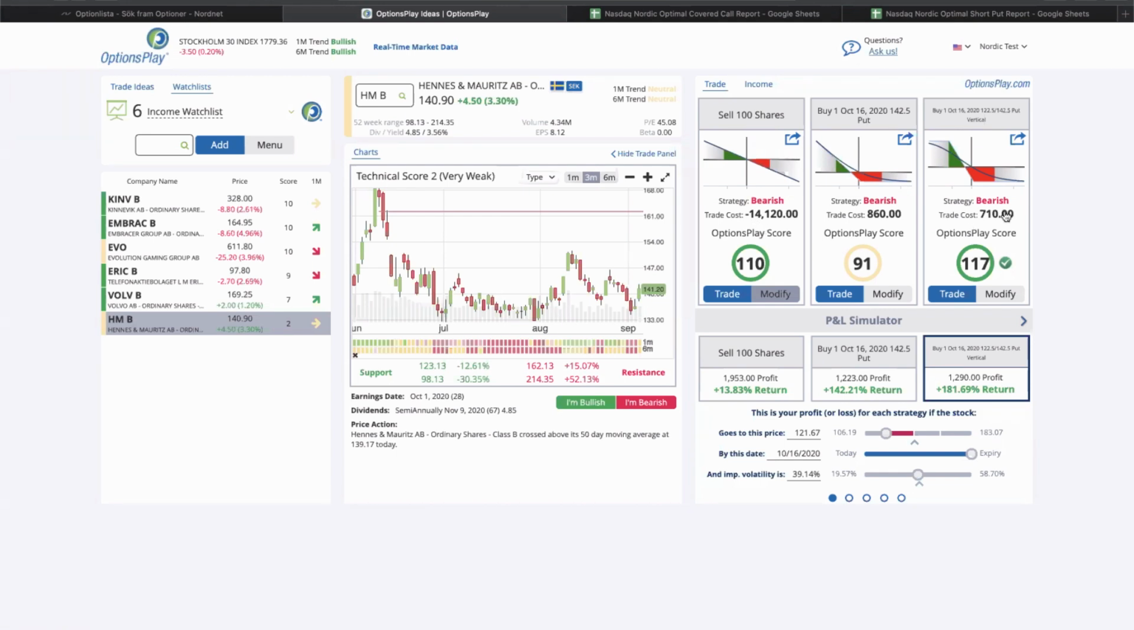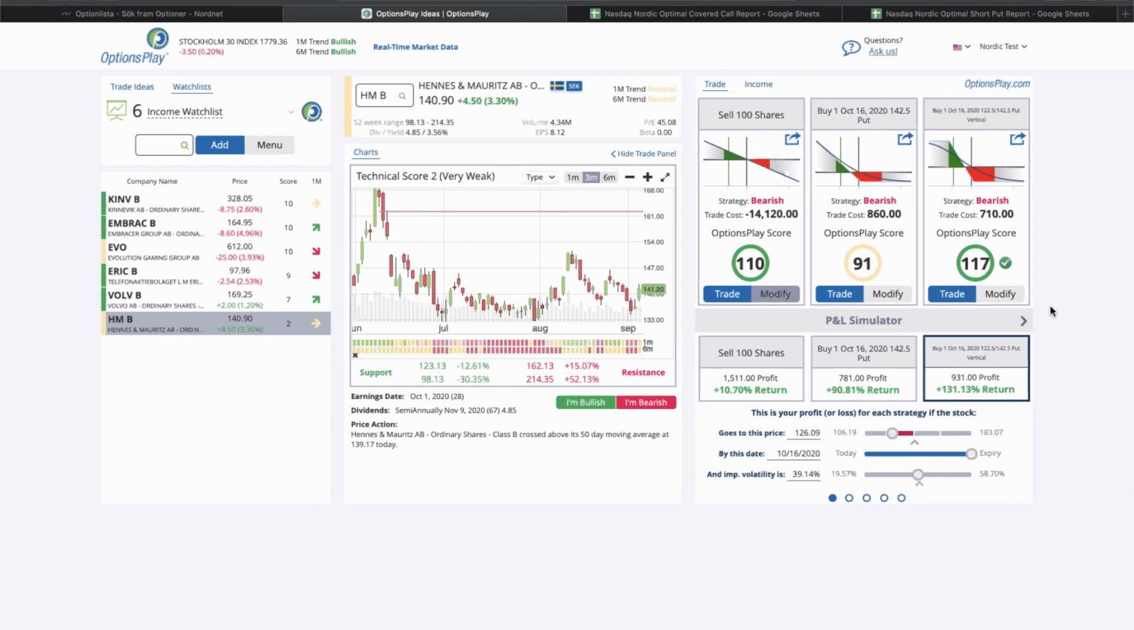So you can see the popular strategies, and we have a P&L simulator so that you can say, if I'm bearish on H&M, how much money do I lose if the stock goes against me? How much money do I make if the stock goes in my favor? And see this P&L so that you can make a decision as far as whether the strategy is suitable for you. It's very important to know your risk to reward ratios before you get into a trade and not after.